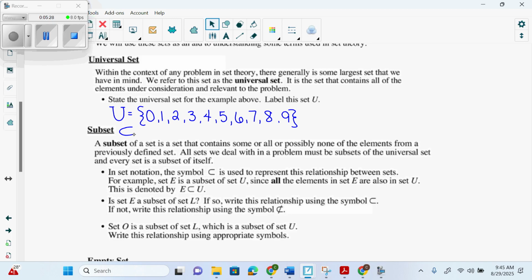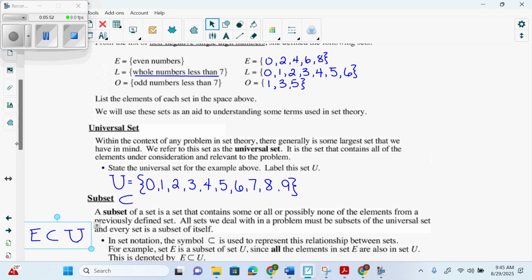So for example, set E is a subset of set U, U being that universal set, right? Which means all the elements in E are found in U. So they're going to show it this way: set E is a subset of U. Well, let's talk about it. If we say E is a subset of U, let's look at E first and see if all of its elements are in U.